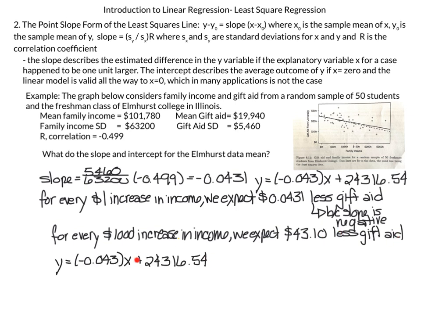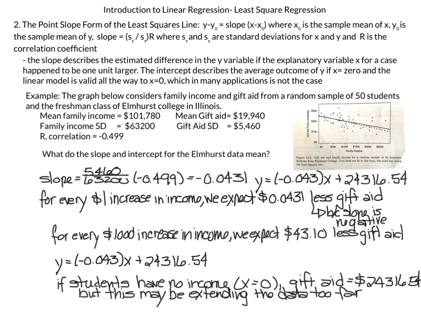Let's now look at this y-intercept. Remember we talked about, the intercept describes the average outcome of y if x equals 0. In other words, here when we plug in x equals 0, this goes away and we have y equals $24,316. So what this means, if a student has no income, x equals 0, the gift aid we expect is $24,316.54. But this may be extending the data too far.